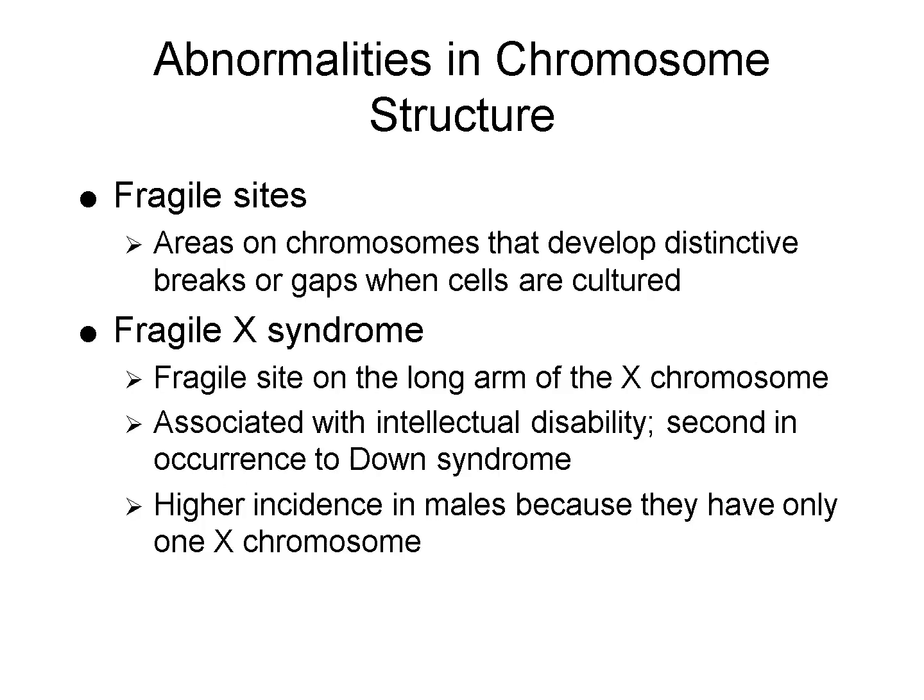Fragile sites are specific areas on chromosomes that tend to form breaks or gaps, especially when cells are grown in culture. One of the most well-known fragile site disorders is Fragile X syndrome. This condition is caused by a fragile site on the long arm of the X chromosome. It is associated with intellectual disability and is the second most common genetic cause after Down syndrome. Fragile X syndrome is more common in males because they have only one X chromosome, so any damage to that single X has a greater impact.